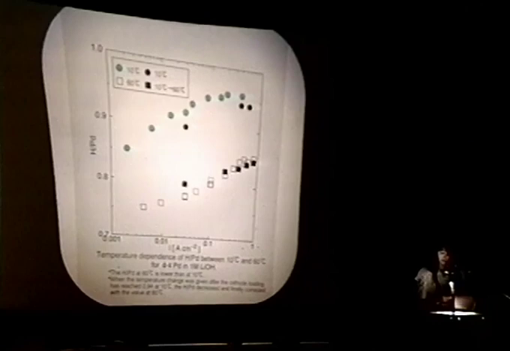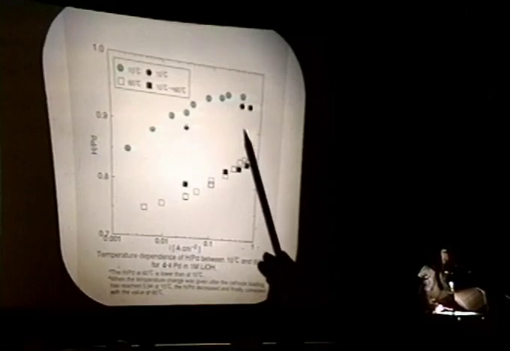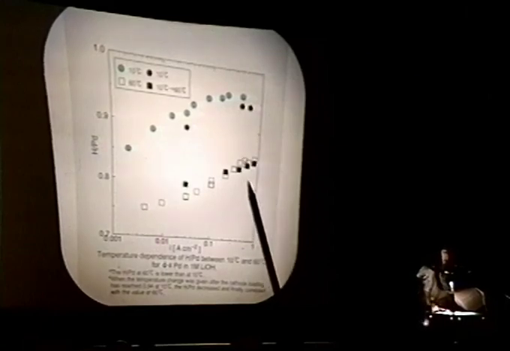However, when the temperature change was given after the cathode loading has reached 0.94 at 10 degrees C, the H over PD decreased and finally coincided with the value at 60 degrees C.